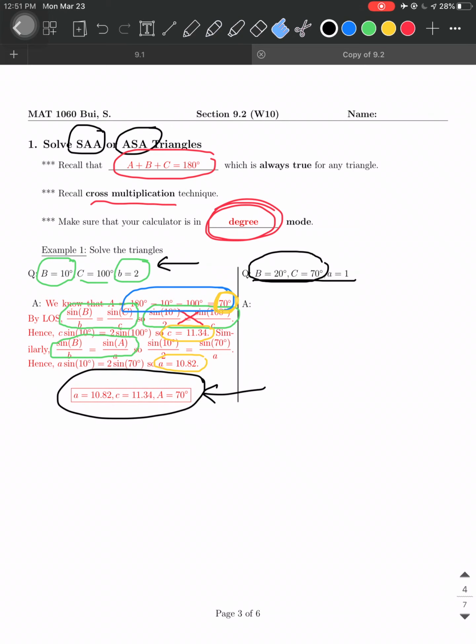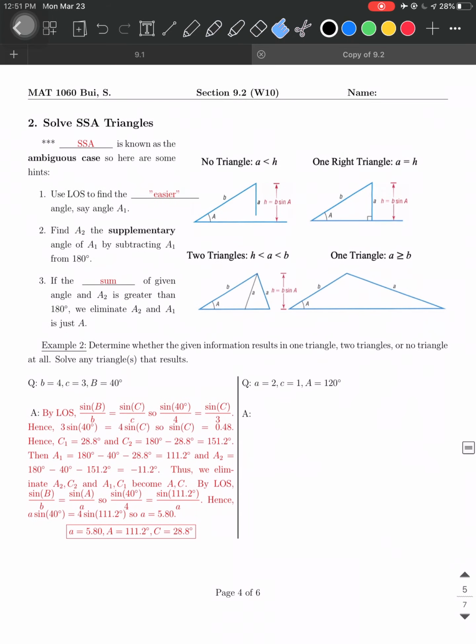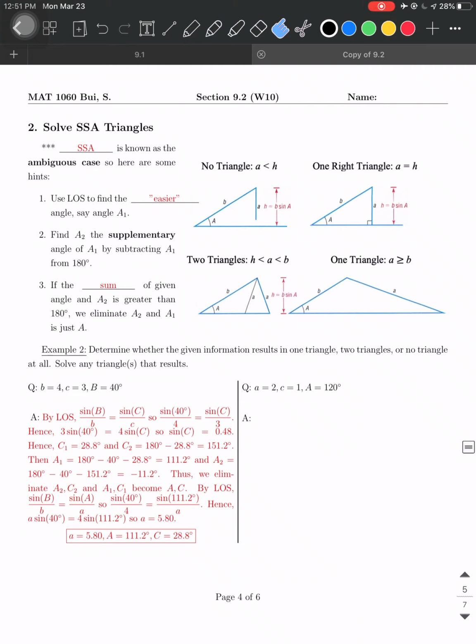Now let's talk about the next case. SSA is known to be the ambiguous case because you can never tell whether you have no solution, one solution, or 2 solutions. And by solutions I mean triangles. So for the SSA case, sometimes you can have no triangle. For example, if you're solving for angle C and your answer is something like 200, that doesn't make sense, right?